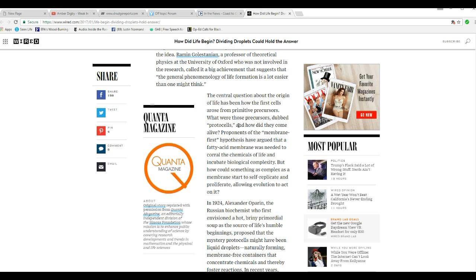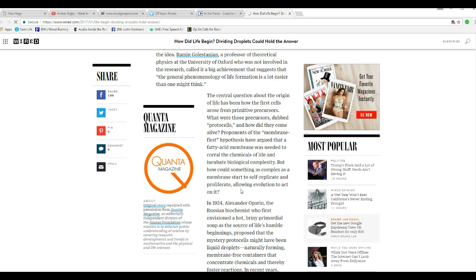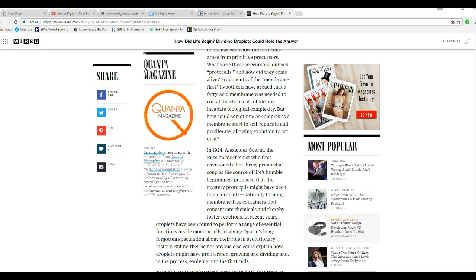What were these precursors, dubbed protocells, and how did they come alive? Proponents of the membrane-first hypothesis have argued that a fatty acid membrane was needed to create the chemicals of life and incubate biological complexity. But how could something as complex as a membrane start to self-replicate and proliferate, allowing evolution to act on it? In other words, there's no sack to contain all this stuff.